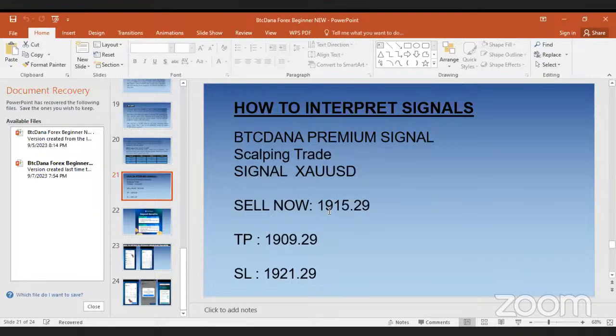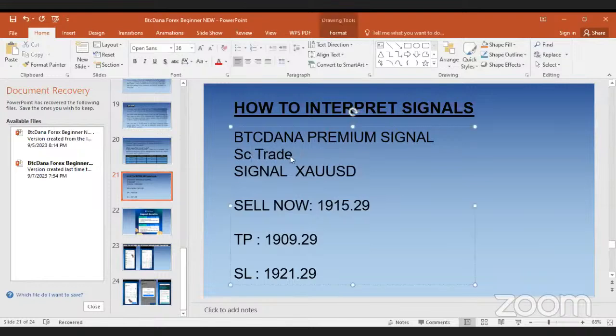And then we have an intraday trade. Assuming it's something like this, you see something like this is an intraday trade. Intraday means within that day. So it's also a scalping, but the time is longer.